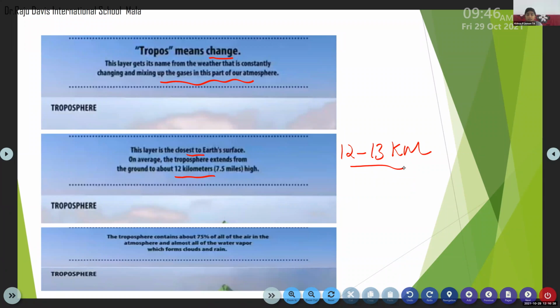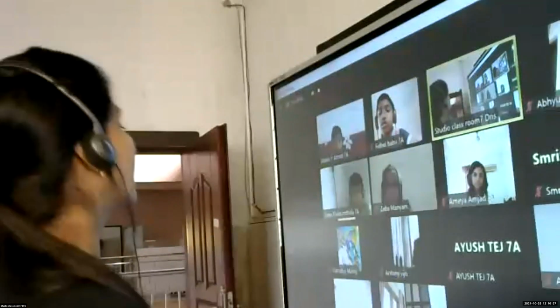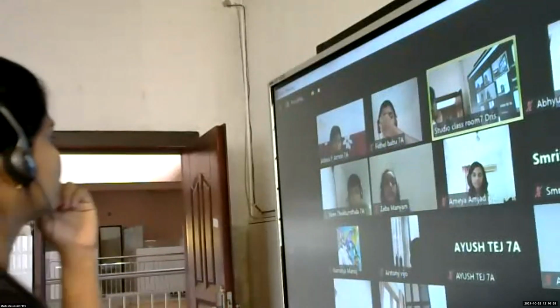Ma'am, from which word did tropos come? Sorry, tropopause. No, ma'am, tropos. Ma'am, the word tropos is English itself. I mean, is it derived from any language? No, dear. The meaning of the term is change. Okay, yes. Can I share the board? Yeah.